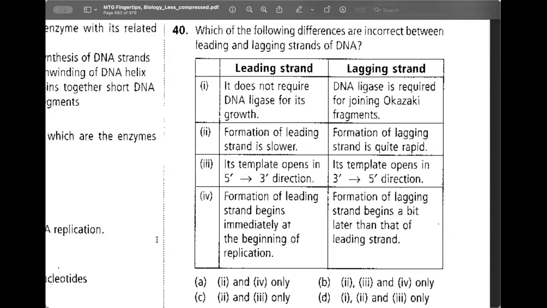Sir, I think second is wrong. Why second wrong? First, give me an option: A, B, C, or D. Options are at the bottom. Which option you will take if this is an entrance?